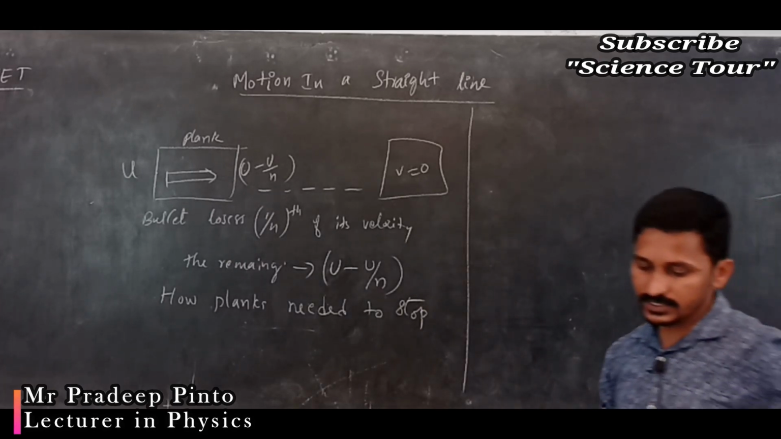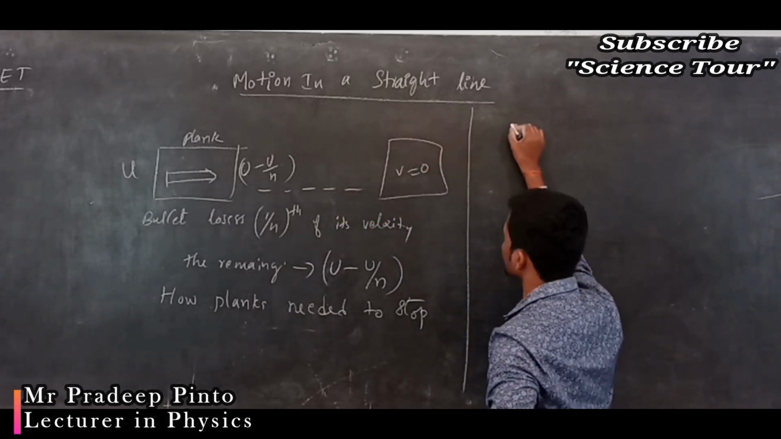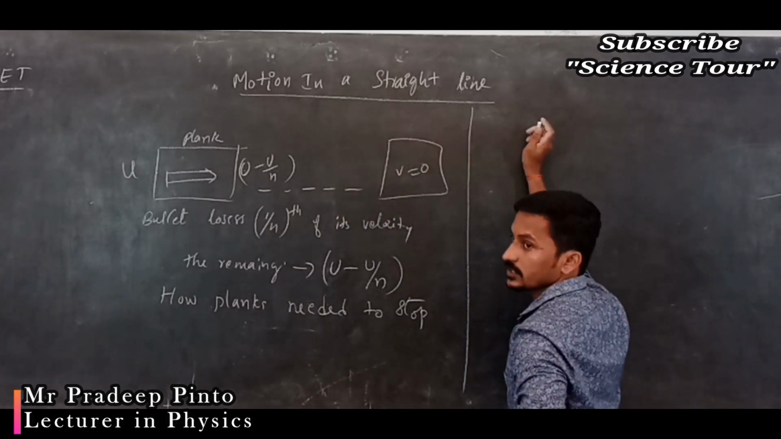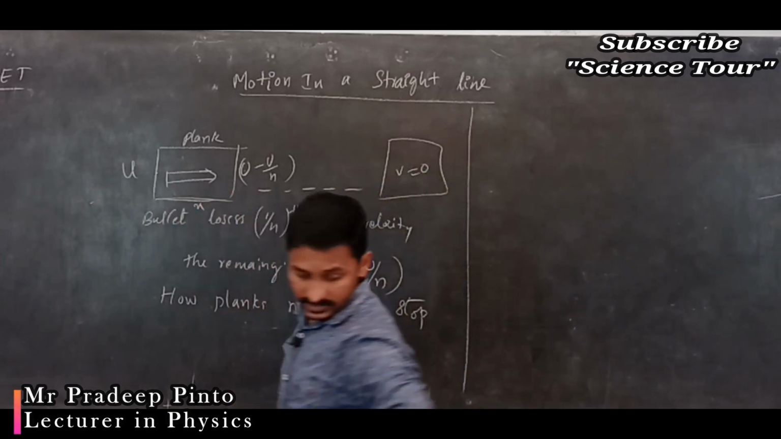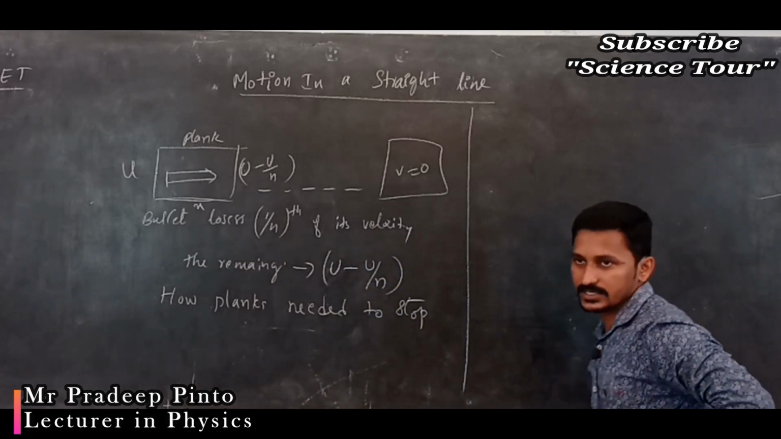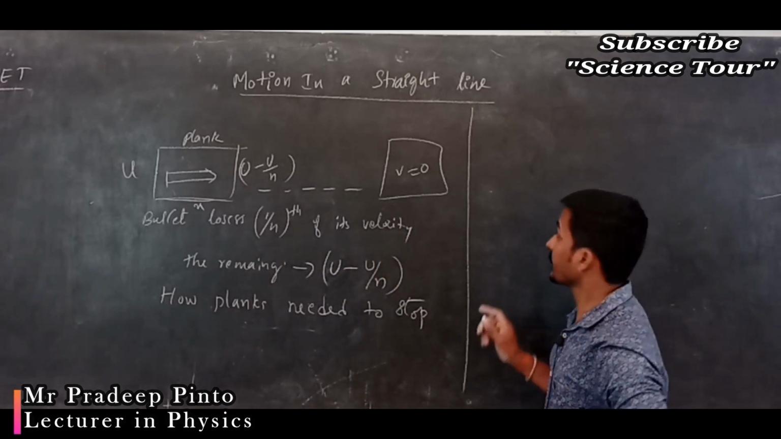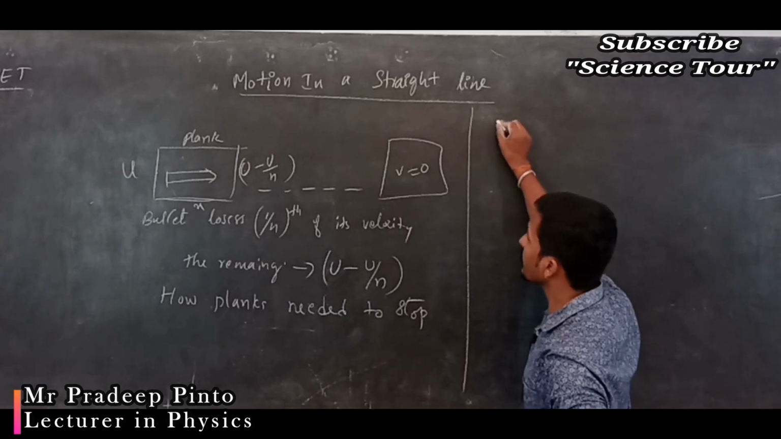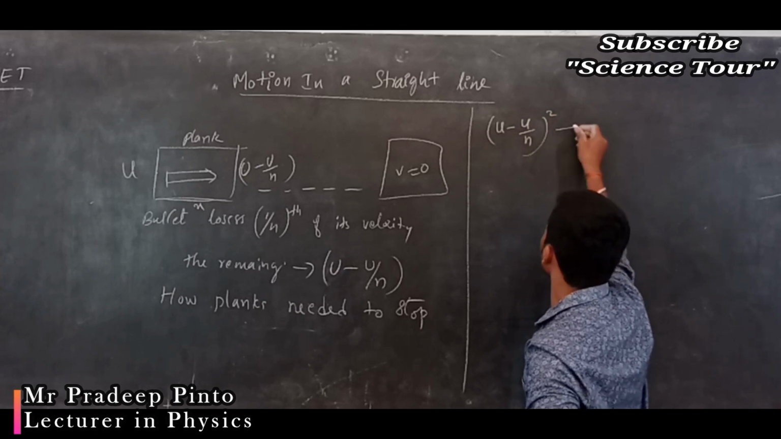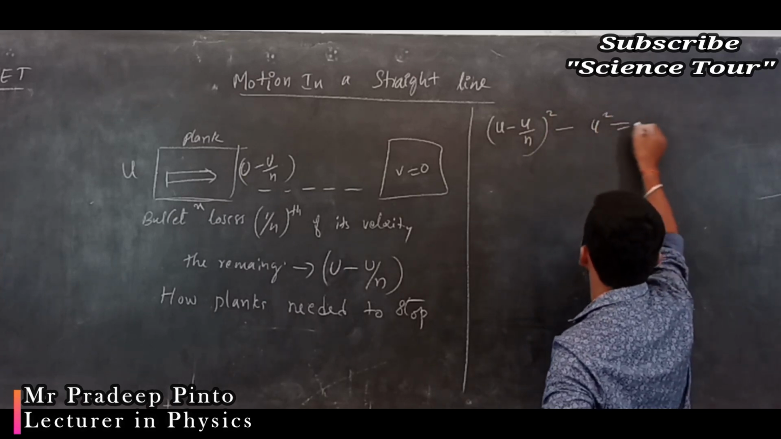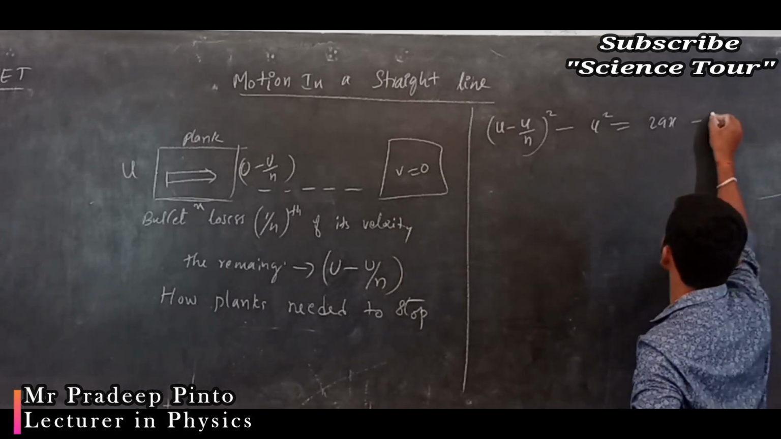So what are the things I can write down for the first case? Initial velocity, final velocity, 2ax. Say for example, x is the distance it will travel, and x is the length of that plank. Now the final is u minus u by n, whole square, minus initial u square, which is equal to 2ax. That is the first case.